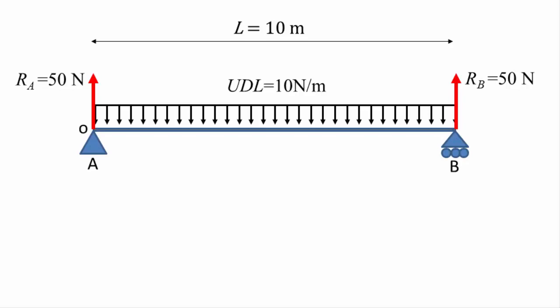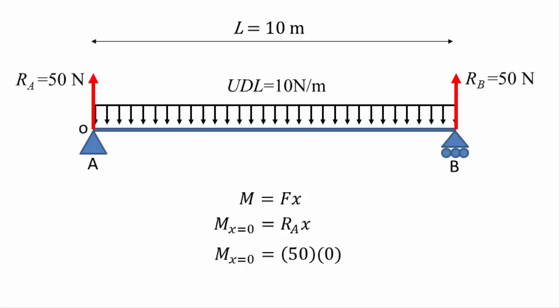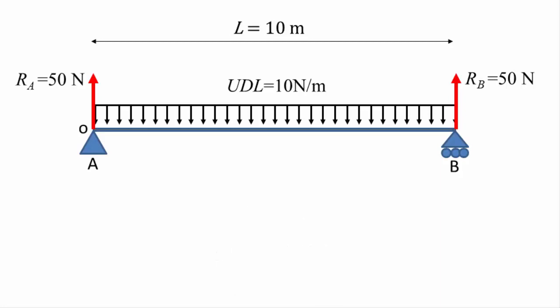At the origin, there is one force acting at that point. This force is RA with a value of 50 newtons. But since RA is directly on our point, there is no lever distance for RA to act to create a bending moment. So the bending moment at 0 meters is 0 Newton meters. That's nice and easy. And it turns out that the bending moment at the ends of the beam will always be 0. Now let's move along the beam to a distance of 2 meters from the origin.